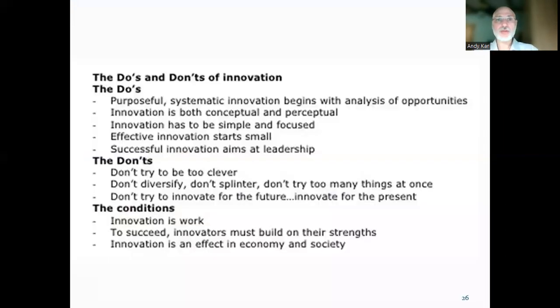The do's and don'ts of innovation. The do's: purposeful, systematic innovation begins with analysis of opportunities. Innovation is both conceptual and perceptual. Innovation has to be simple and focused. Effective innovation starts small. Successful innovation aims at leadership.